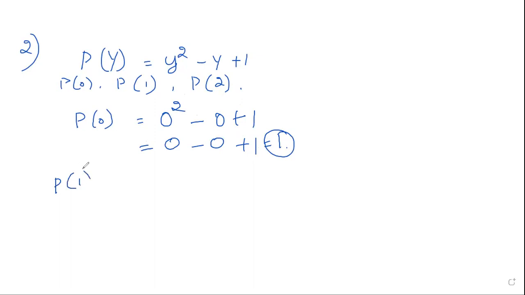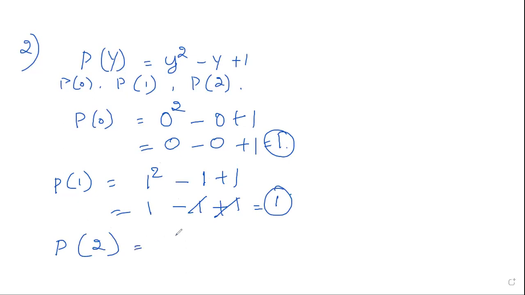P of 1. Now I'm going to substitute 1 in place of y. Y square is nothing but 1 square minus y, that is 1, plus 1. 1 square is 1 minus 1 plus 1. You can cancel, minus 1 plus 1 gets cancelled. Answer is 1. Okay. Now in both the cases, we have got one as the answer.